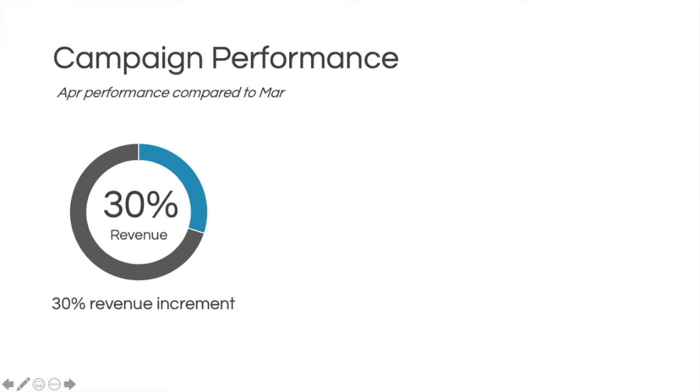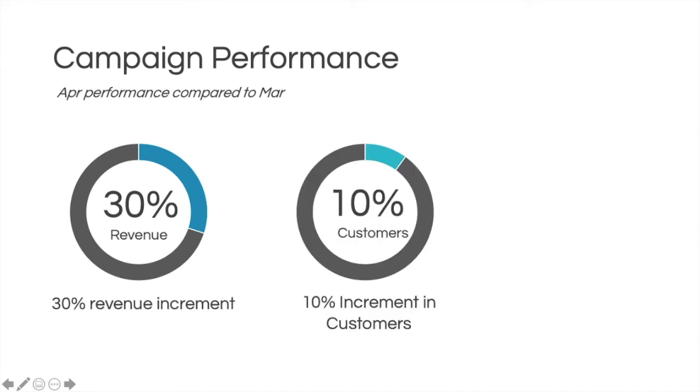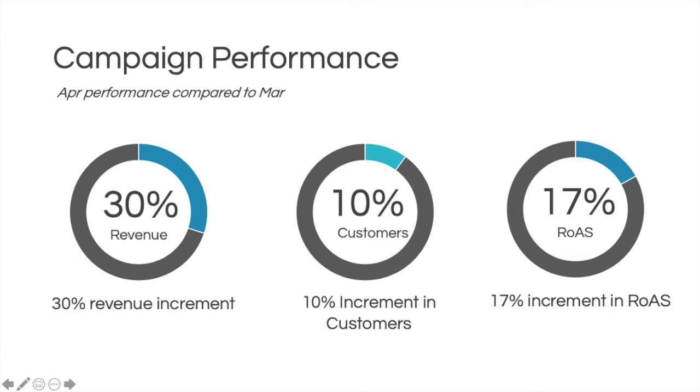This is clear, right? This part clearly communicates the message. And then I added the secondary metrics they want to look at: the number of customers increased by 10%, so it's easy to communicate. And also I showed that return on ad spend increased by 17%. So these are the key metrics customers want to know, so I communicate them in a straightforward way.